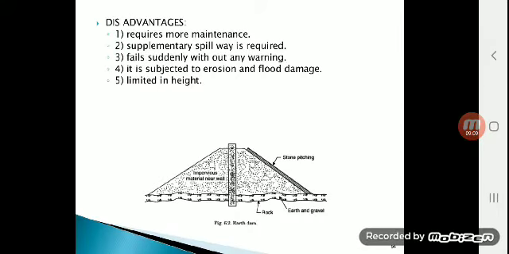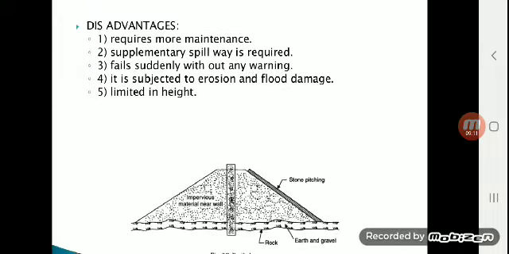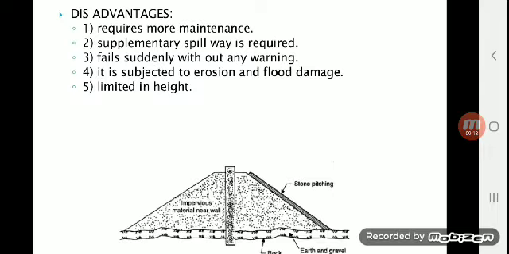The disadvantages of these types of dams: they require more maintenance, and a supplementary spillway is required, and they fail suddenly without any warning because the materials can erode or be swept out along with the water, and it is subjected to erosion. Height is very limited, so only one or two Kaplan turbines can be used on these types of dams.